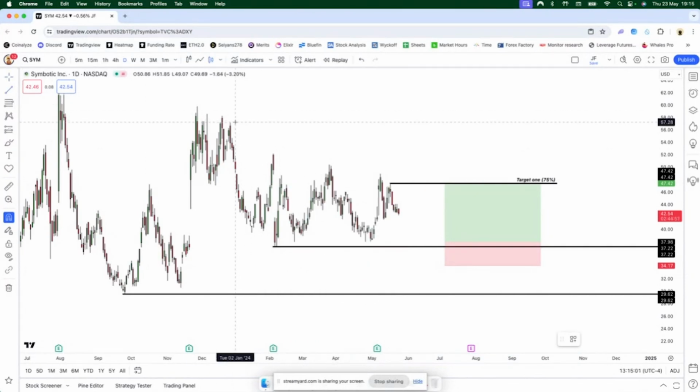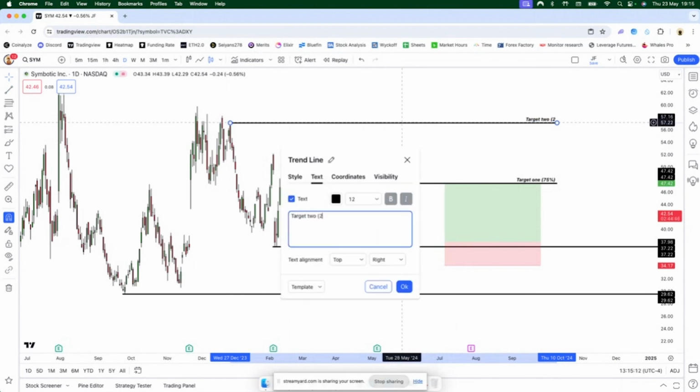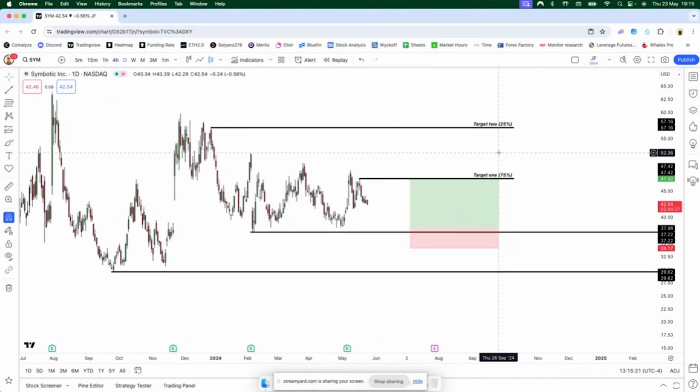And target 2, let's be a little bit generous with this. Maybe we get a very nice move out of this to 57.16. So that can be target 2, 25%. And the stop loss can be 34.17.